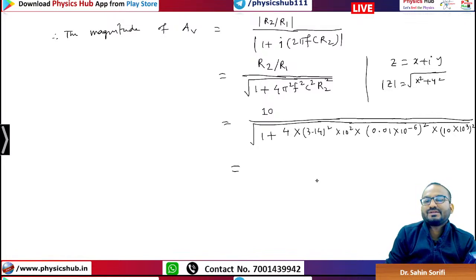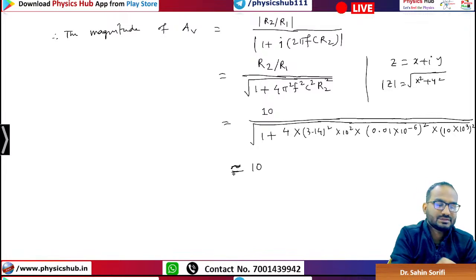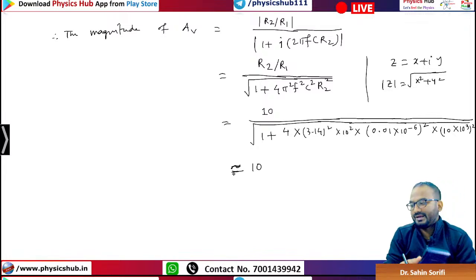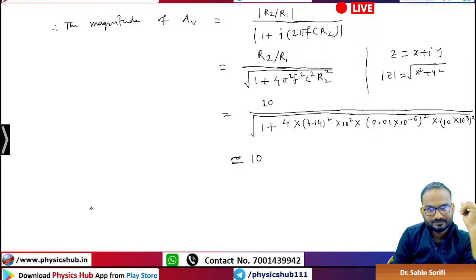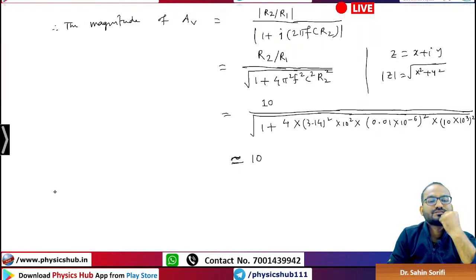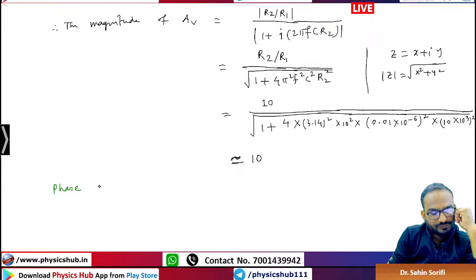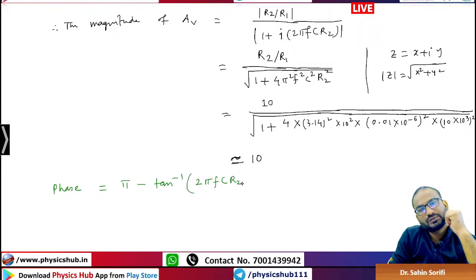You see, this part is almost negligible. So square root of 1 plus this is approximately 1. So 10 by 1 is 10. The magnitude is coming approximately 10. So once you get the magnitude, what is the phase? Phase equals pi minus tan inverse 2 pi FCR2.